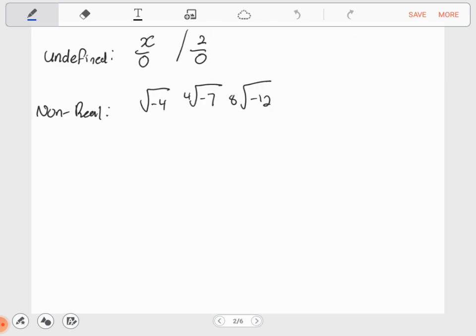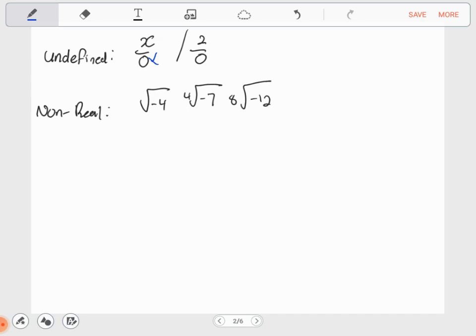If you are asked when something is undefined, it's when it's divided by 0. Okay, you can't divide by 0, it's going to be undefined. However, you can take 0 and divide it by a number, the answer will be 0, but 0 can never be a denominator, right? Okay, the next thing is non-real.